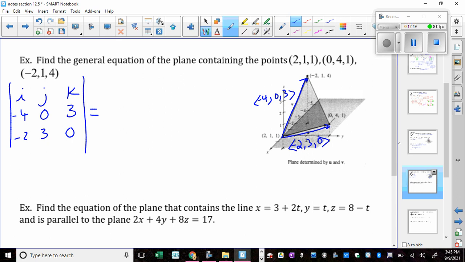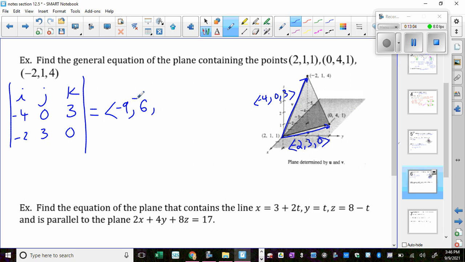All right, so I cross off the I column. So if I'm doing the determinant of those other 4 numbers, 0, 3, 3, 0, I get 0 minus 9, so negative 9. Let's see, cross off the J column. I would get 0 minus negative 6, so 6.